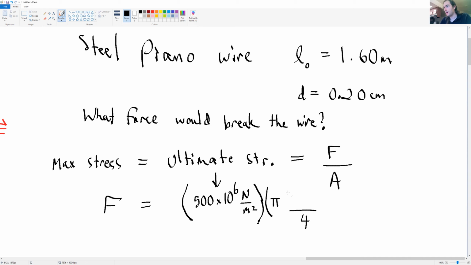So let's go ahead and plug in the diameter here. So 0.2 times 10 to the minus 2 meters. And we square that right there. And what we end up with when we crunch the numbers on this is about 1600 newtons.